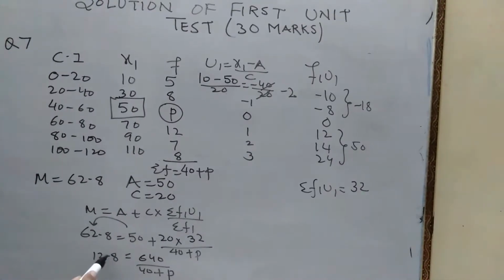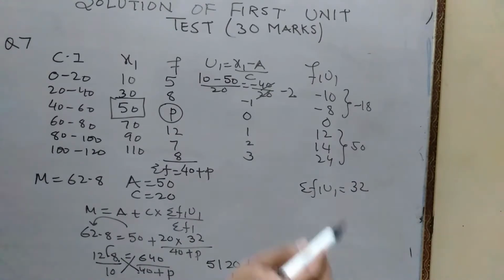Now multiply. Remove this decimal, we get 10 in the denominator. Now cross multiply it. 8 4s are 32, 2, 3, 48, or 3, 51, 5120 plus 128p is equal to 6400. So 128p is equal to 6400 minus 5120.